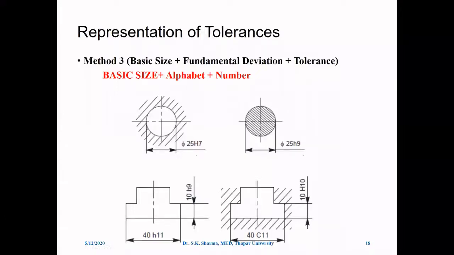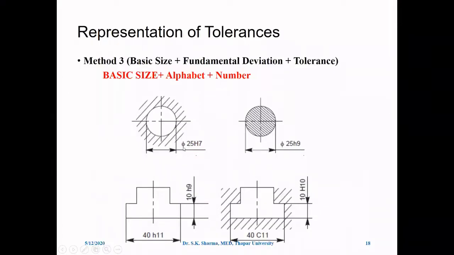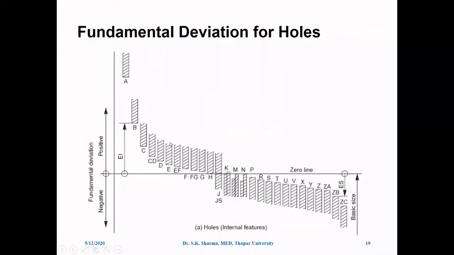Now, how do we interpret this? Dia 25 H7, how do we interpret this? To interpret this, there are standard tables which are shown here. This table is shown for the holes. Let us try to understand in the previous slide what is the meaning of 25 H7. So this is a hole. It is indicated by a capital alphabet here. Let us understand what is the meaning of this 25 H7, right? Let us try and understand what is H. H is understood from this table. This table shows the fundamental deviation for the holes.